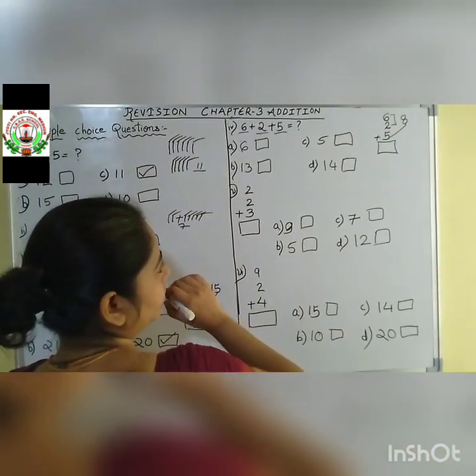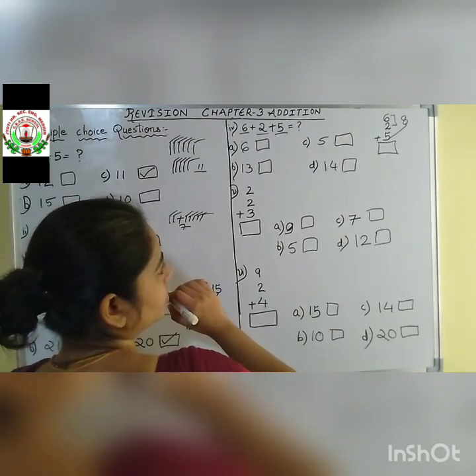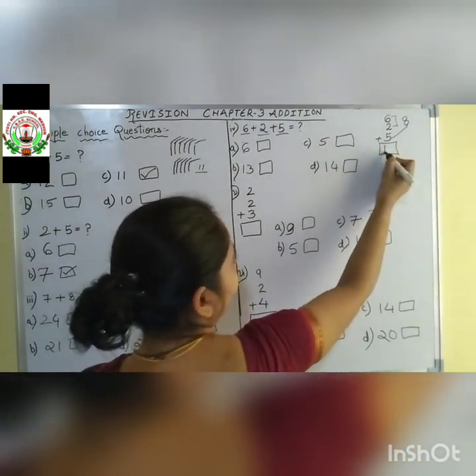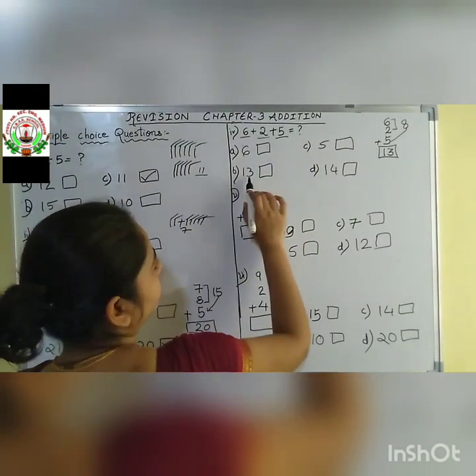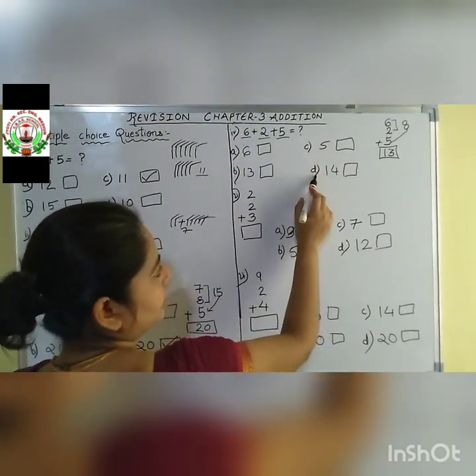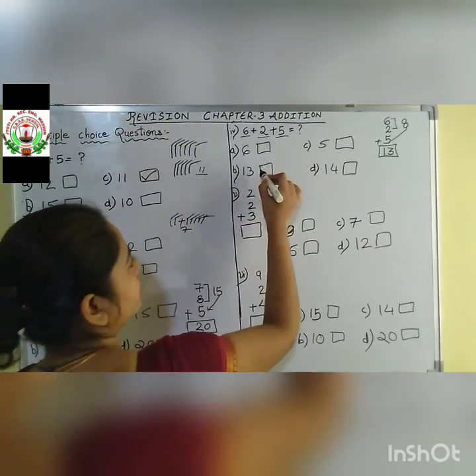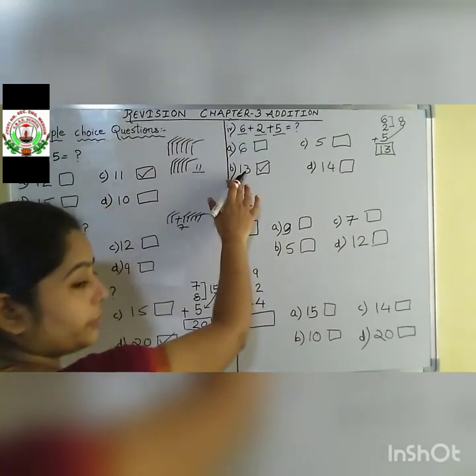Then this 8 will be added with 5. 8 plus 5. Tell me, children, 8 plus 5. 13. So is our answer in the options or not? A 6, B 13, C 5, D 14. 13 is there in option B. So we will put a tick mark over this option B.